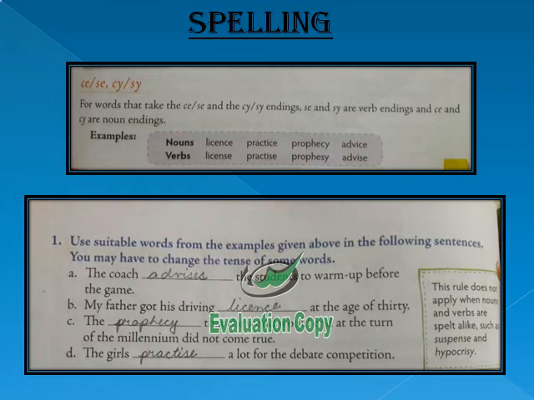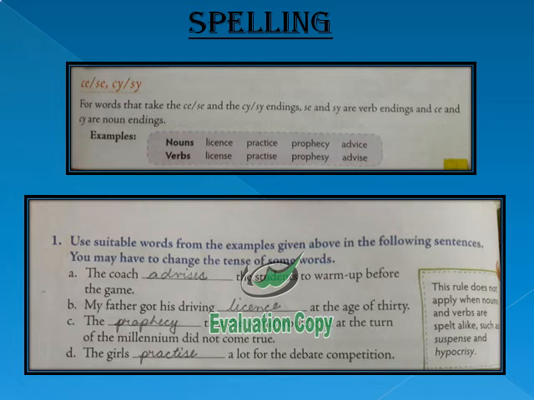My father got his driving license at the age of 30. License, it is a noun. He has got something, no? License. So CE: licence at the age of 30. Then the prophecy that the world would end at the turn of the millennium did not come true.